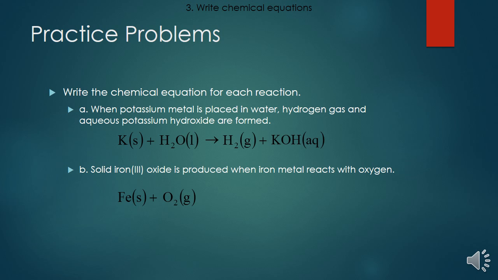Again, we're not told it's a gas, but if we just think about what oxygen is, pretty good idea that it would be a gas, unless we're told differently. And then those two will react to form the iron 3 oxide, which has the formula Fe2O3. We're told it's a solid, so s in parentheses there, and there is our equation.